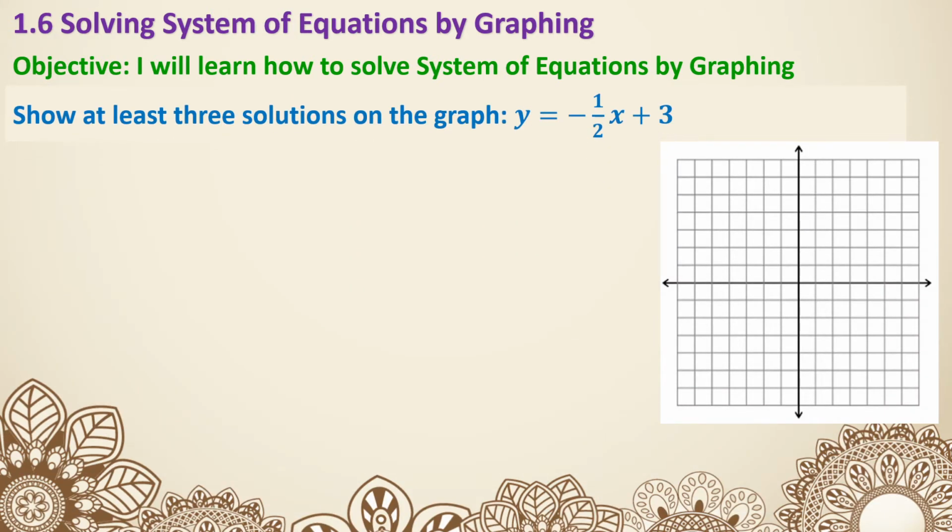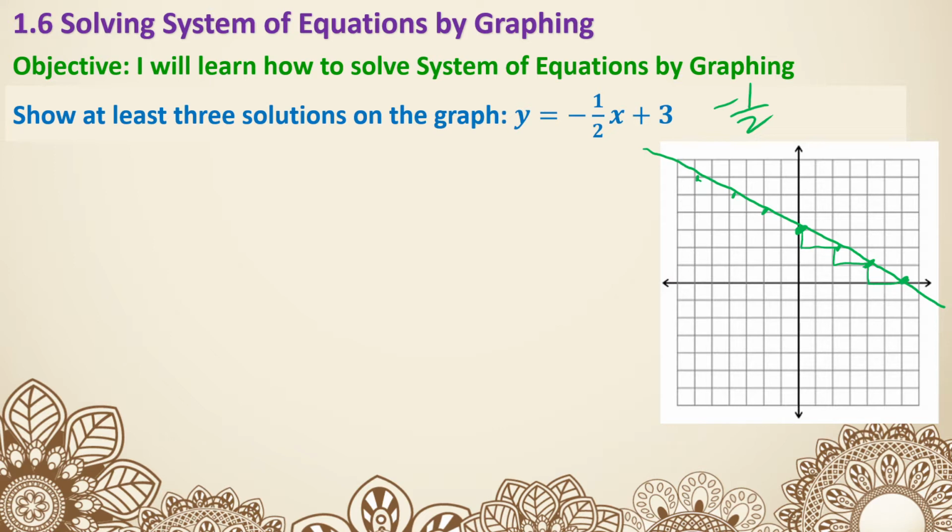Next, let's actually draw this graph. 3 is the intercept. The slope is negative 1 over 2. So down 1 over 2, down 1 over 2, down 1 over 2. We got some more points. And I can generate some more. Connect them, that's our line. And we need to write solutions for that line.